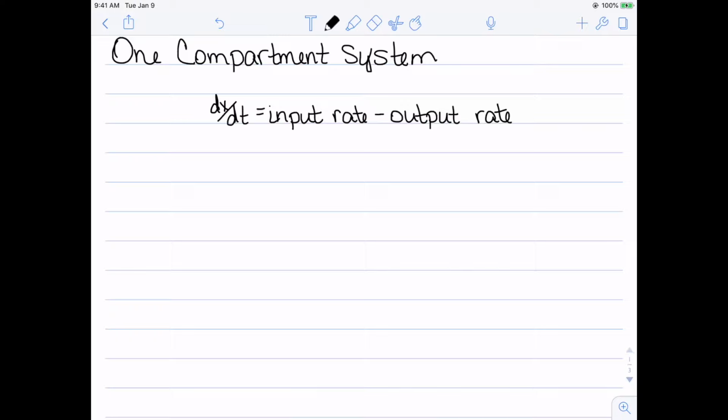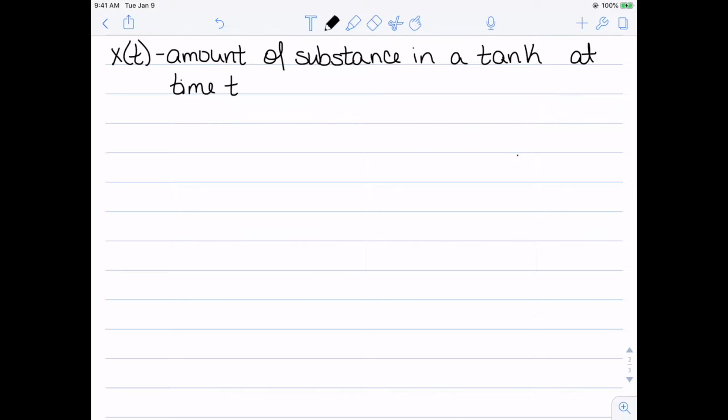For now, we're mainly going to be considering mixing problems. The idea is we have a tank, we have some fluid coming in, we have some fluid coming out, and we're looking at how these two fluids are mixing. We're going to let x of t be the amount of substance in a tank at a time t.